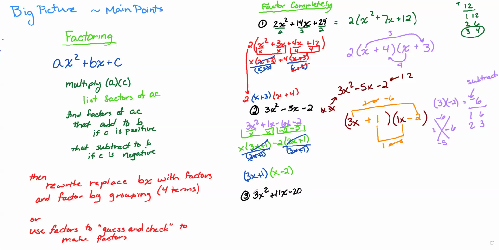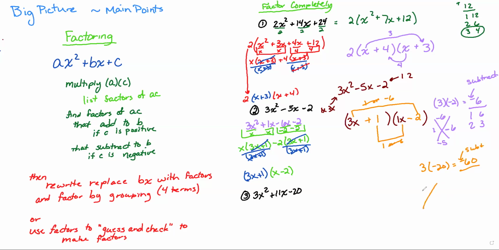Then we have 3x squared plus 11x minus 20. So this is another subtraction one. I have 3 times -20 is -60. There are a lot more choices for 60. That just means subtract.